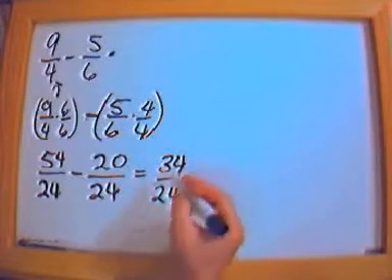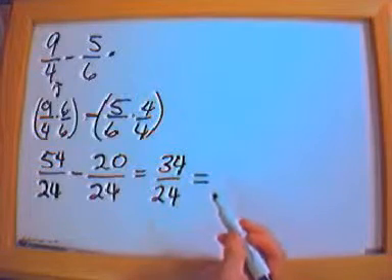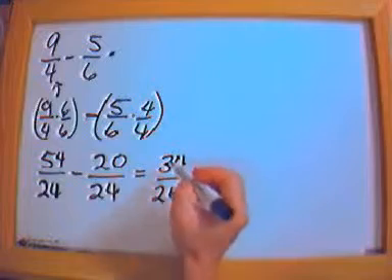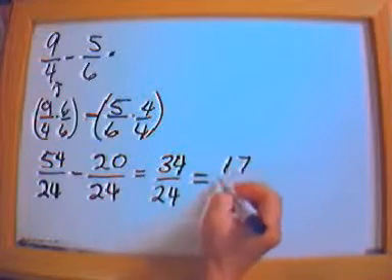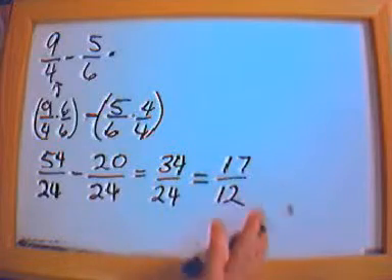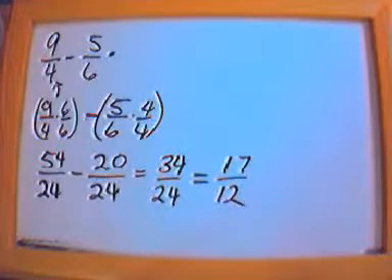And because these are even numbers, I know that this can be simplified. They're both divisible by 2. 34 divided by 2 is 17. 24 divided by 2 is 12. And this is not able to be reduced anymore. And that's how I do that.